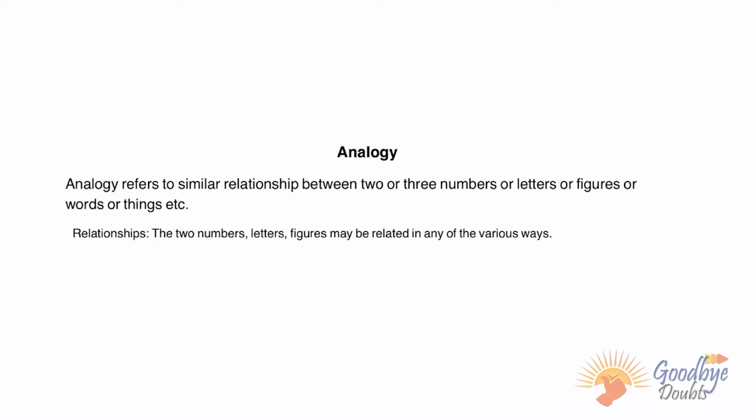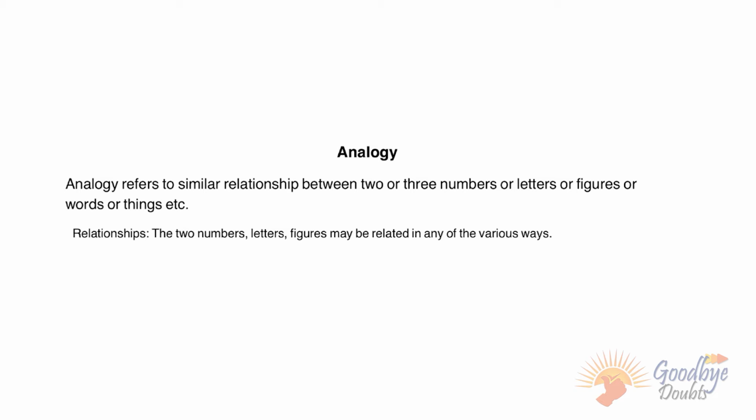Today we'll be looking at analogy. Now, what is analogy? Analogy is basically a sort of correspondence or a sort of similarity that exists between how two sets are related. The important thing to note here is that there is a specific relationship between these two sets of numbers or letters or figures, etc. So let me just read out the definition.